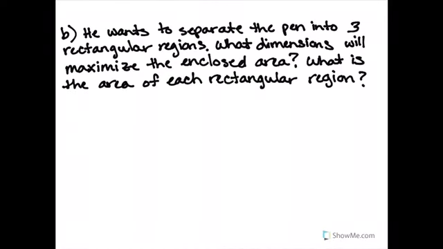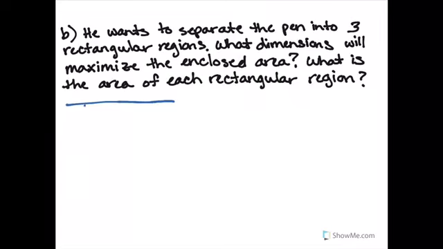Now let's change the situation a little bit. My rancher wants to separate the pen into 3 rectangular regions. What dimensions will maximize the enclosed area? What is the area of each rectangular region? So what does this look like?